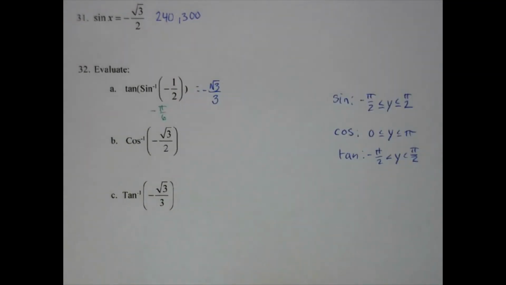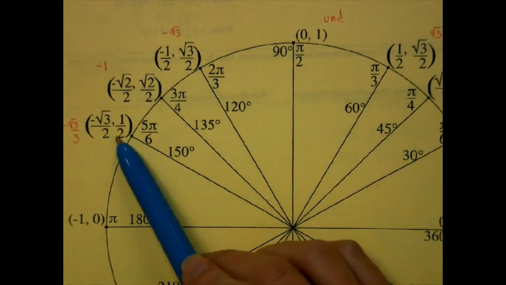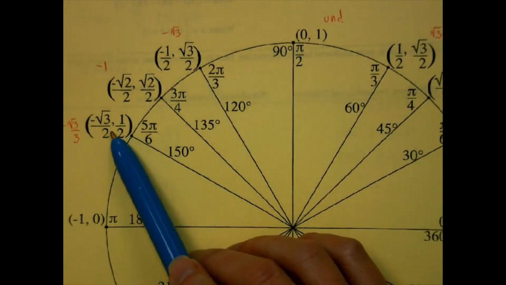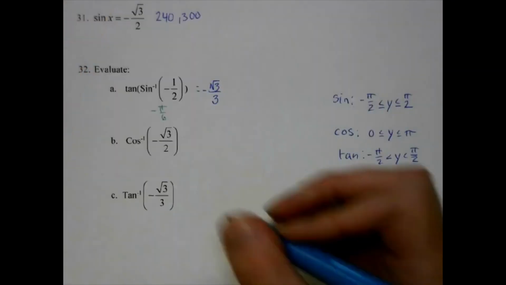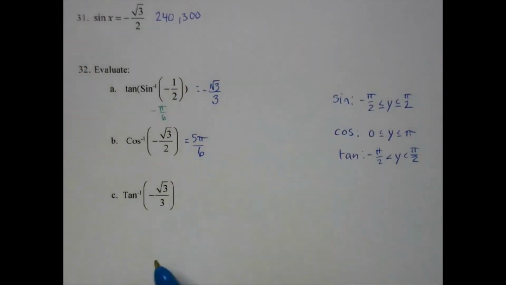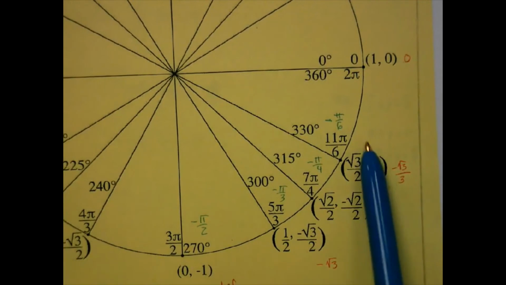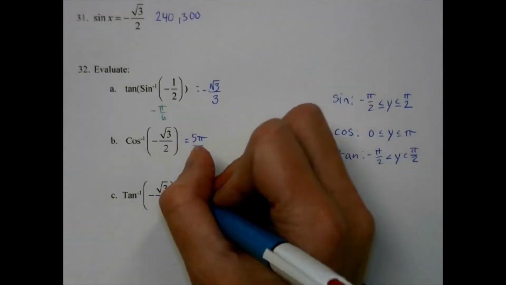Cosine inverse of negative root 3 over 3. Okay, so that's going to be right here at 5 pi over 6. And then tangent inverse of negative root 3 over 3. So that's on this half of the circle. Negative root 3 over 3 is negative pi over 6.